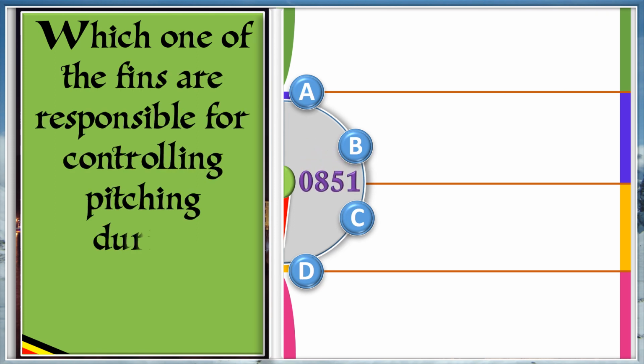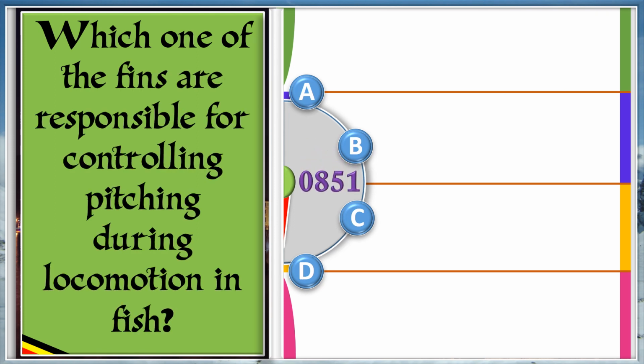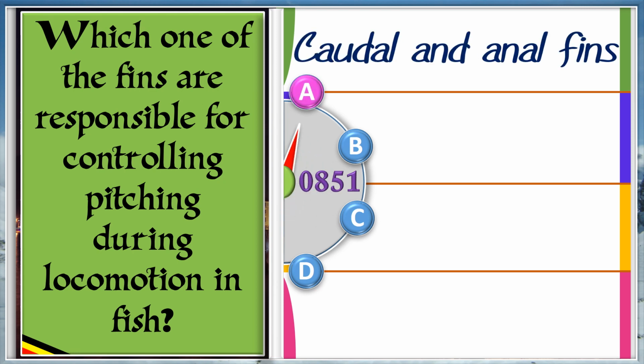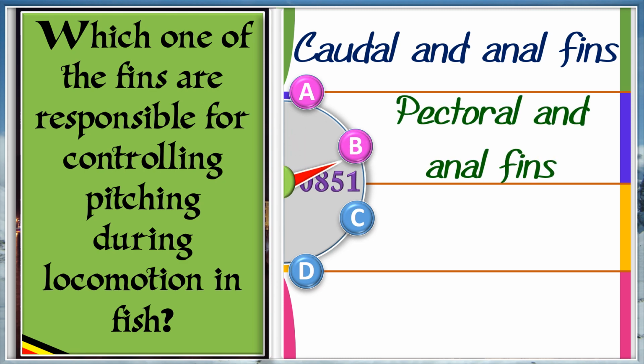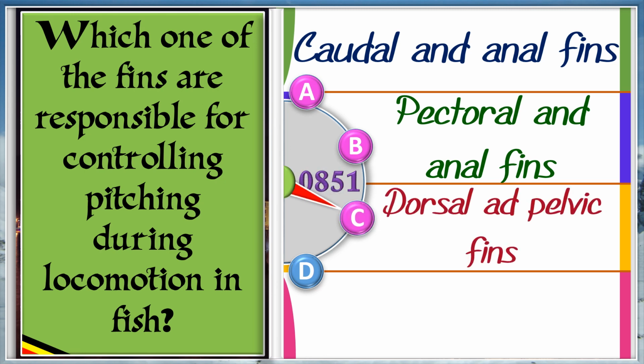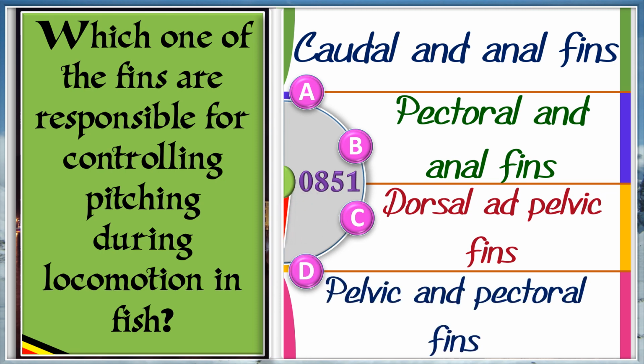Which one of the fins are responsible for controlling pitching during locomotion in fish? A. Caudal and anal fins. B. Pectoral and anal fins. C. Dorsal and pelvic fins. D. Pelvic and pectoral fins. And the answer is D. Pelvic and pectoral fins.